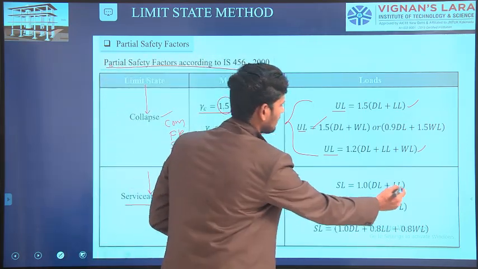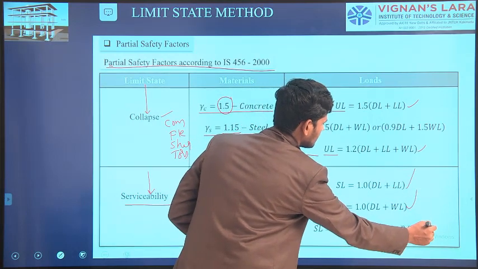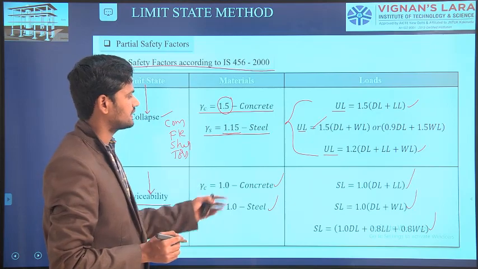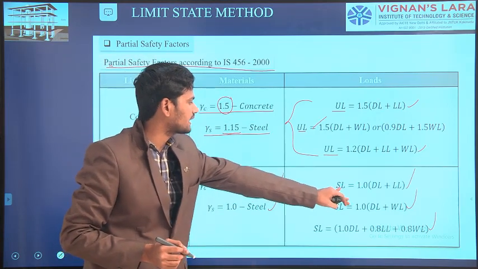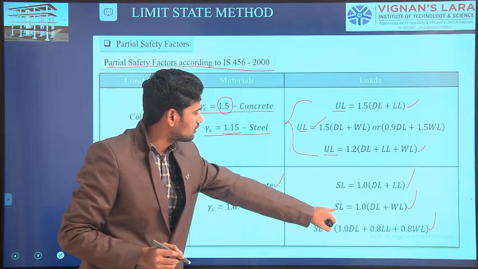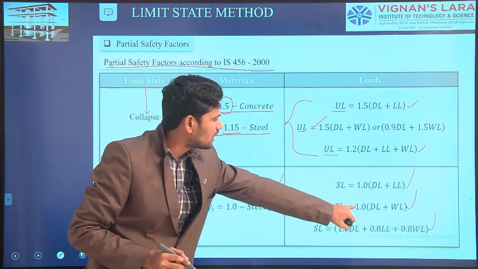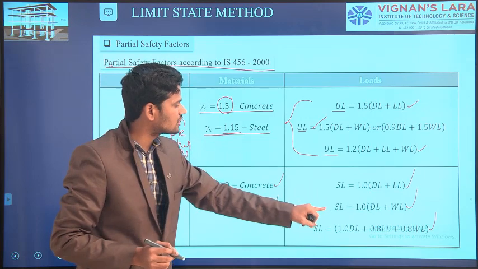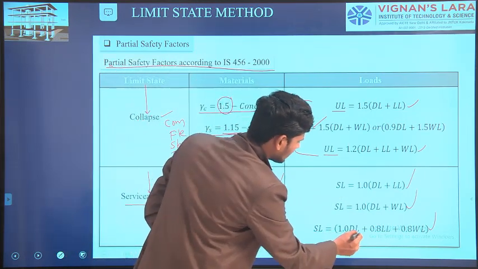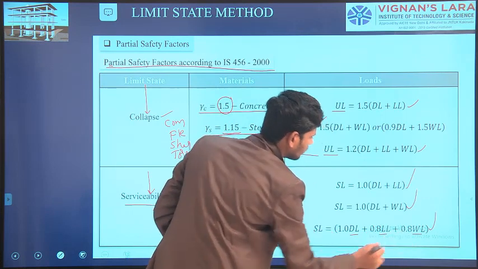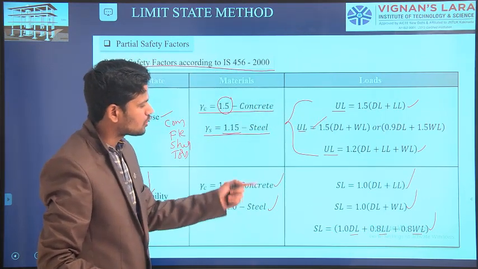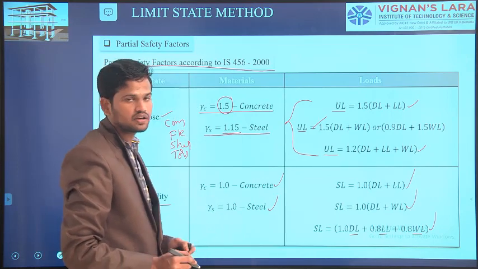If you see here, for serviceability loading conditions, these are the different types of partial safety factors we are considering. For serviceability, we are taking 1.0 for dead load plus live load. For serviceability load, if you want to consider wind load, for wind load also we are taking it as 1.0. Suppose you want to calculate the dead load, live load and wind load together, we take 1.0 for dead load, 0.8 of live load, and 0.8 of wind load.